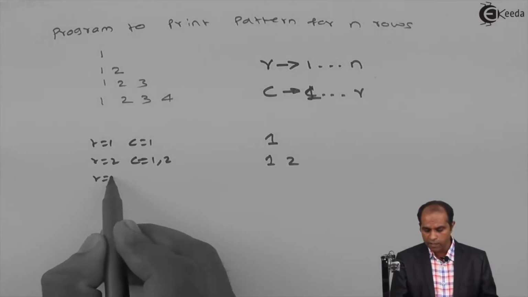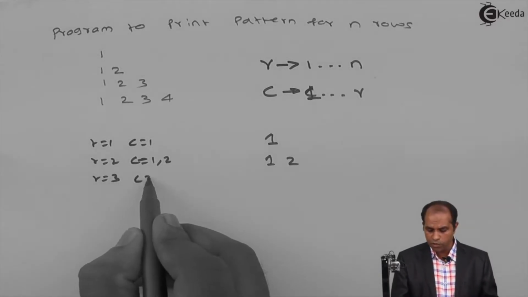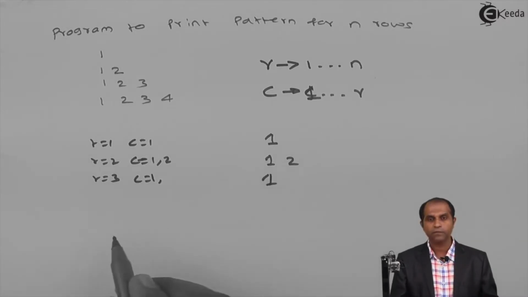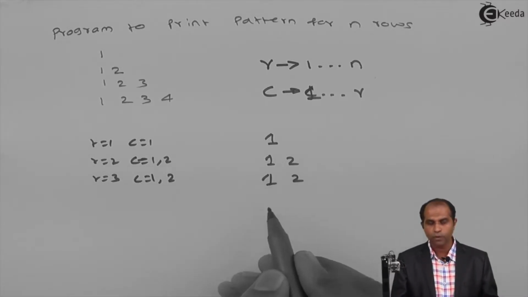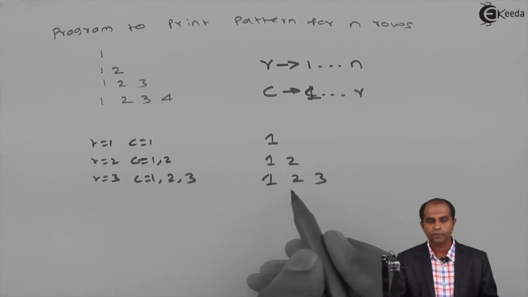After that, R is 3. When R is changed to 3, C changes to 1, print 1. When C changes to 2, print 2. When C changes to 3, print 3.